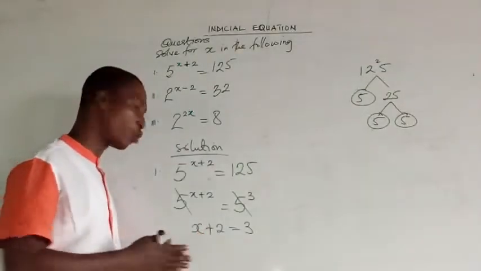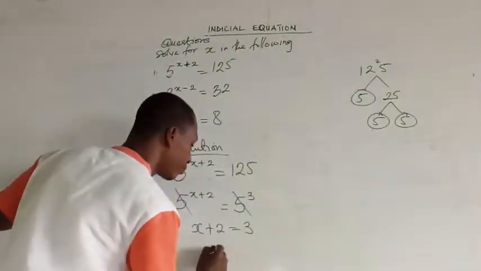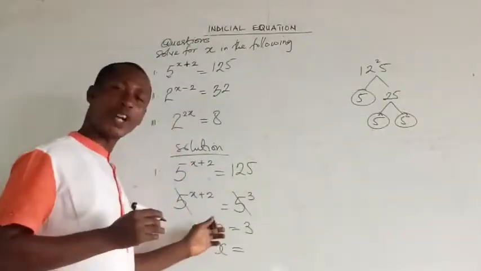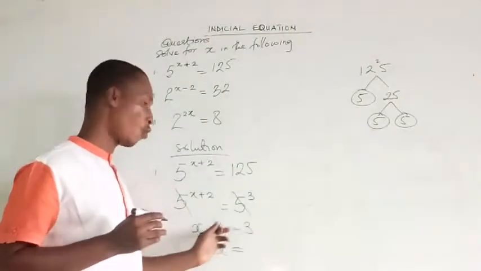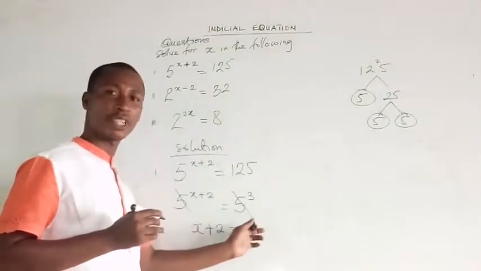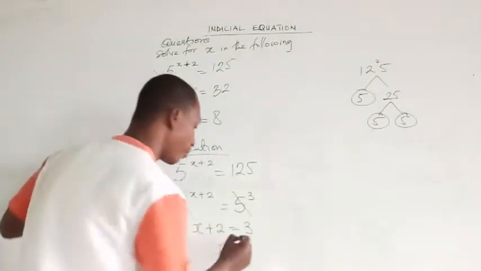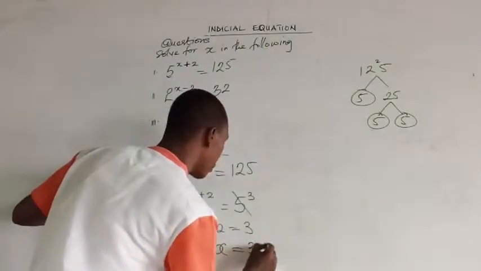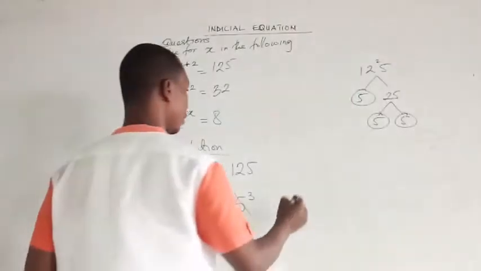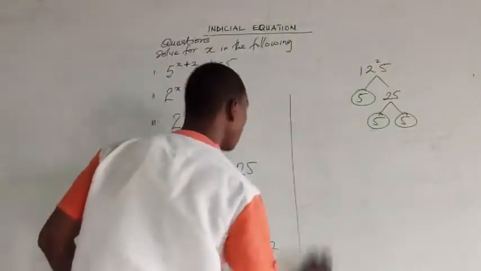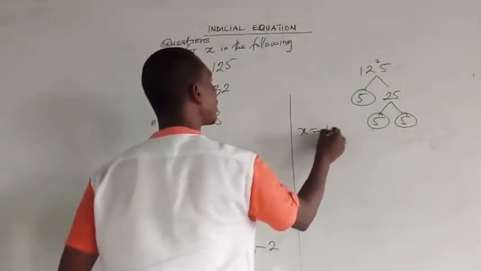x is a variable, so x will remain here, and 2 is a number. It will go to where the numbers are, so it will cross the equal sign. Over here it is positive. When it crosses, it becomes negative. So what do I get? x is equal to 1.